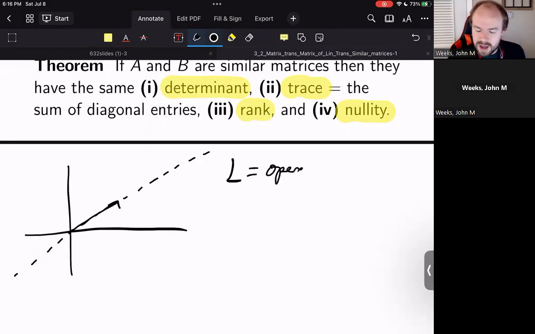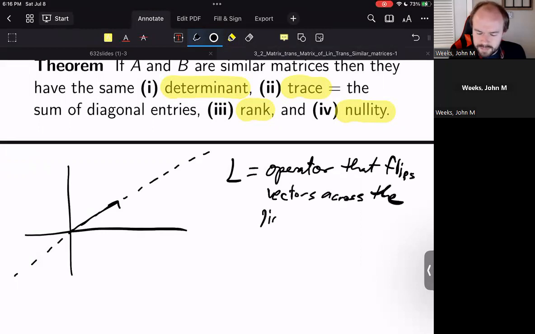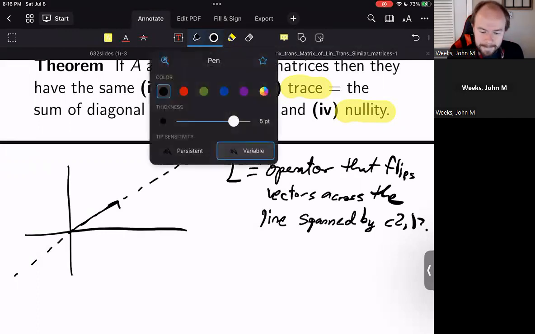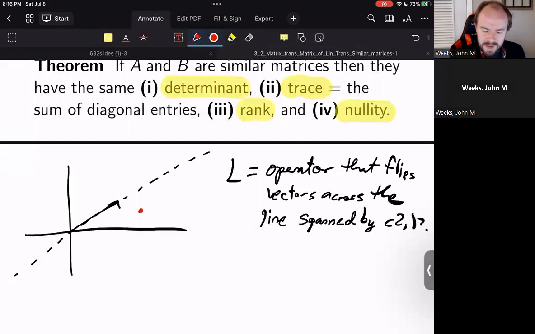This is going to be the operator that flips vectors across the line spanned by the vector 2, 1. So L is the operator that flips vectors across that line. So here's what I mean by that. For example, if I have something right down here, then what I'm going to do is take that vector and flip it across that line.